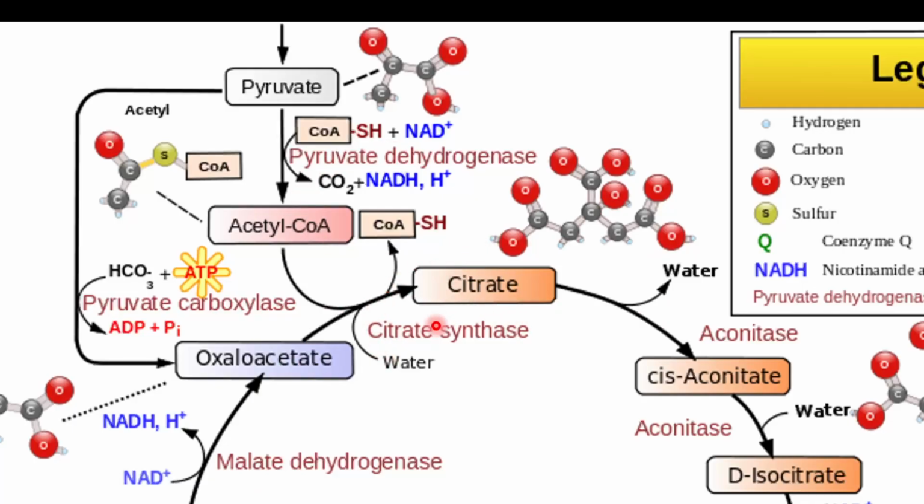The citrate synthase enzyme acts here, and citrate is formed, right? Then water is removed by aconitase, forming cis-aconitate. Then aconitase acts again to form isocitrate.